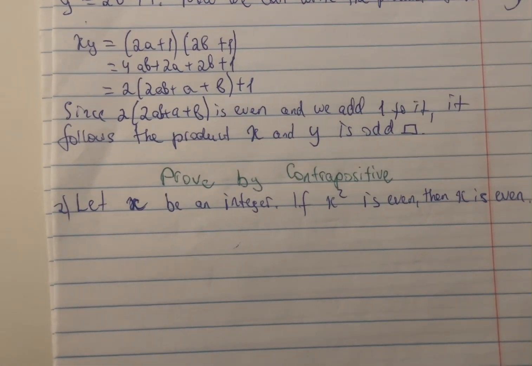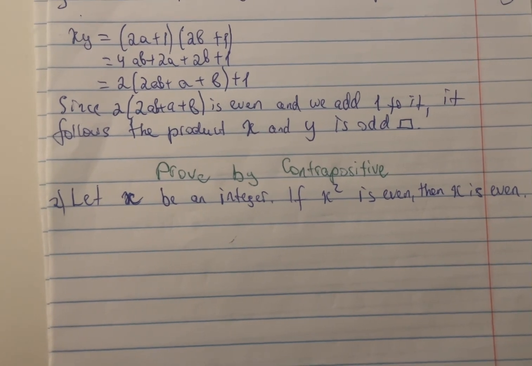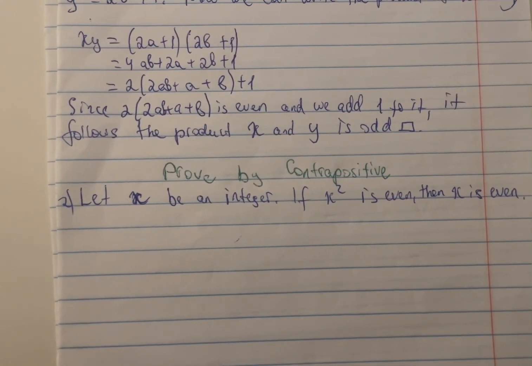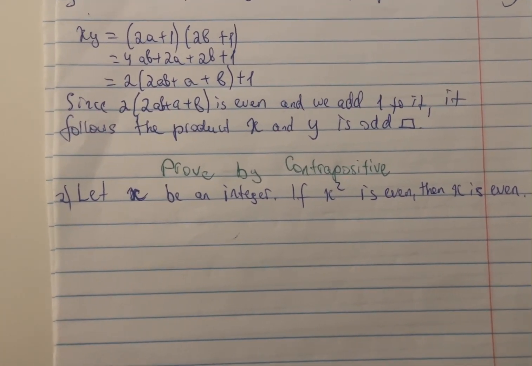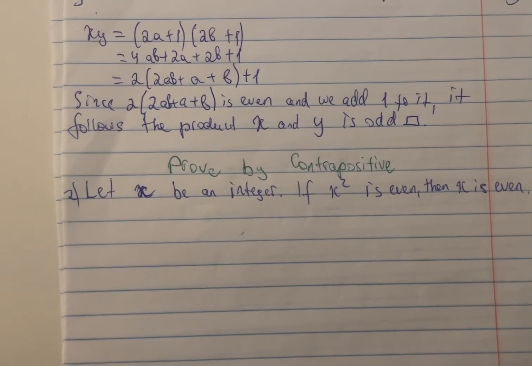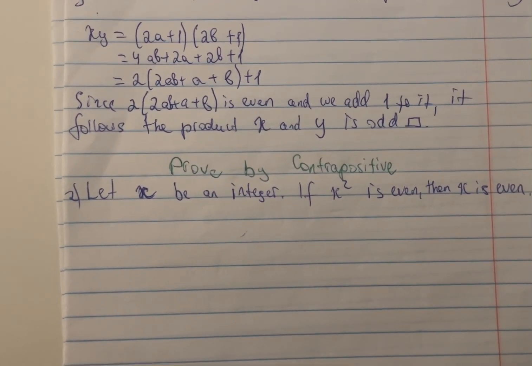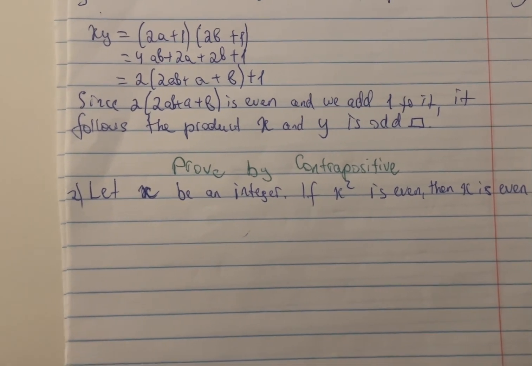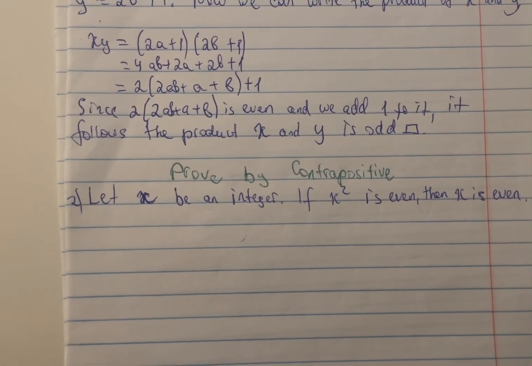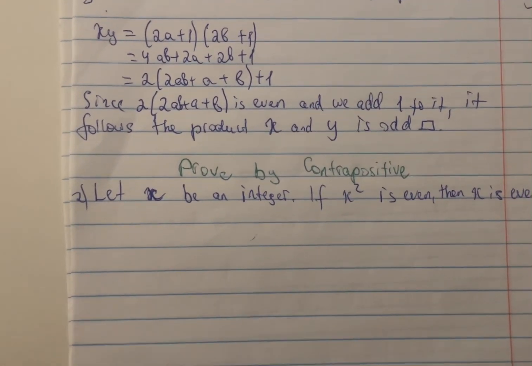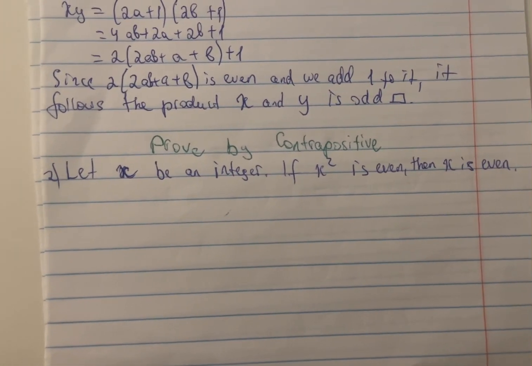Let's take a real integer number, for example, 3. 3 to the power of 2 is 9, right? 3 is not an even number and 9 is not an even number. Or let's take 2. 2 is even and 2 to the power of 2 is also an even number. Let's prove it by contrapositive.